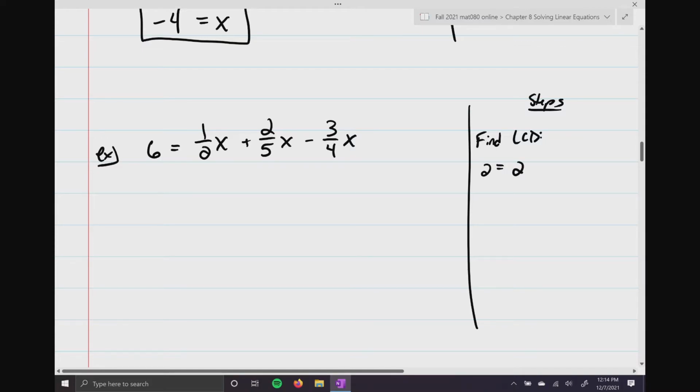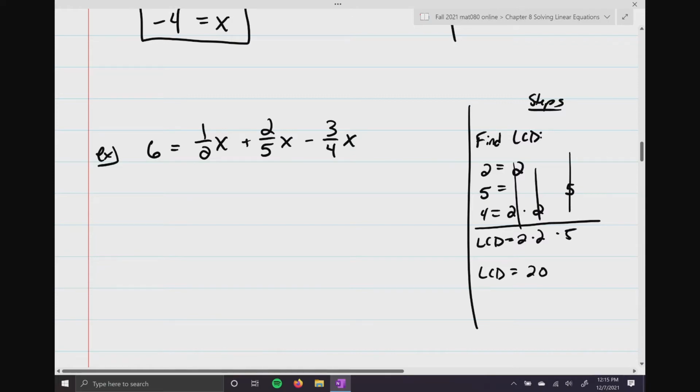I write the prime factorization of each number. Okay? So 2 equals 2. 5 equals 5. And notice the big space I gave it. And 4 equals 2 times 2. So my LCD is going to equal 2 times 2 times 5. All right? So the LCD is going to be 20.